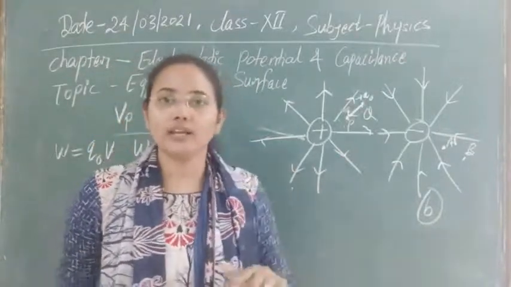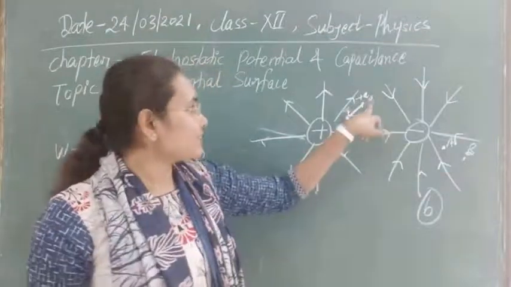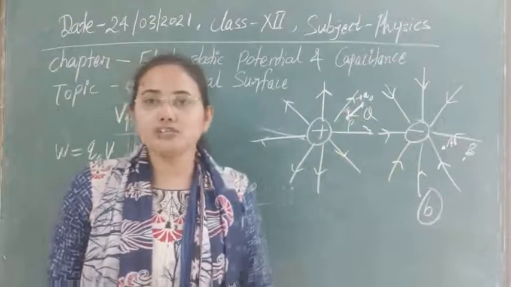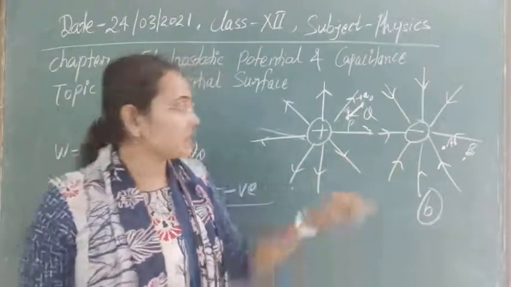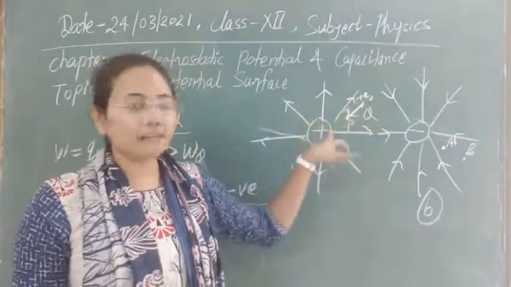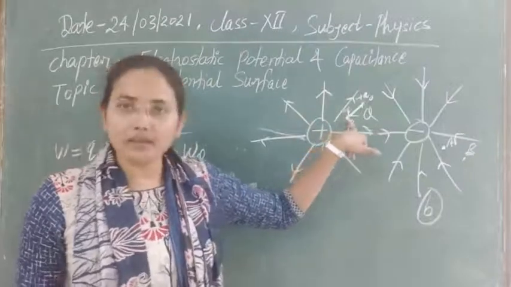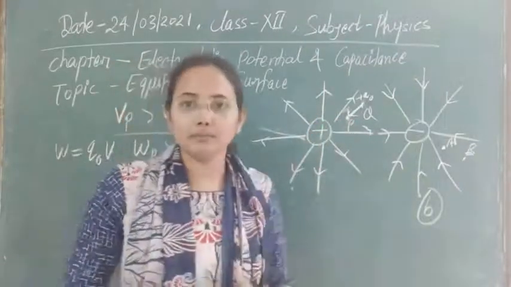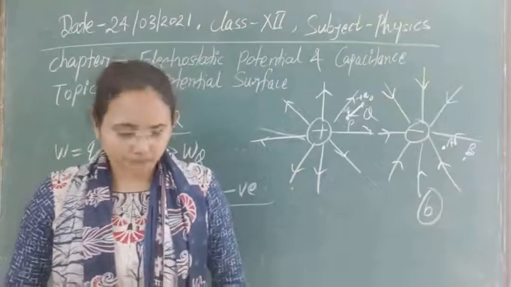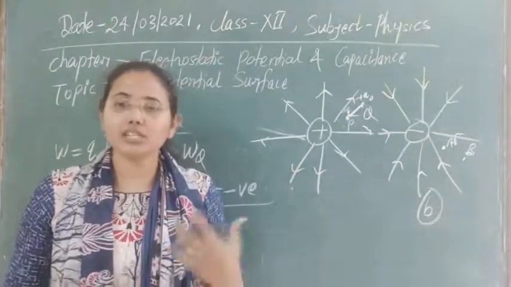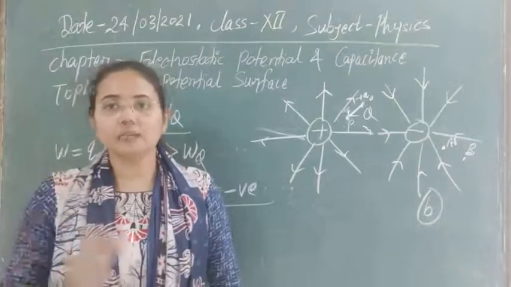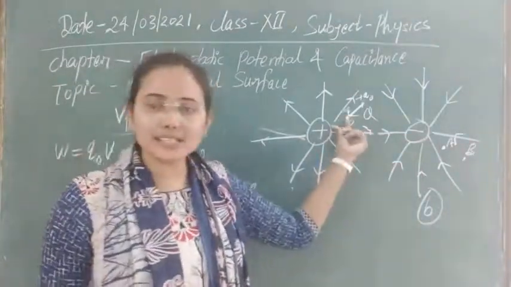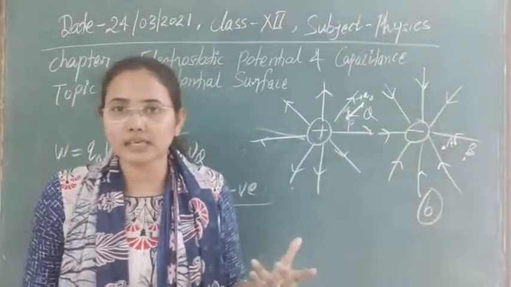In the third way, if you want to understand, as this is a positive charge, and this is also a positive charge, these two positive charges will repel each other. The repulsion will be greater when it comes to the nearer point. Closer the distance, greater will be the repulsive force. As you know that force is inversely proportional to the square of the distance between the two charges. So if distance is decreasing, it means that the force of repulsion is increasing.